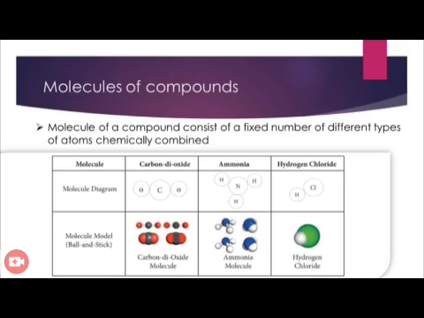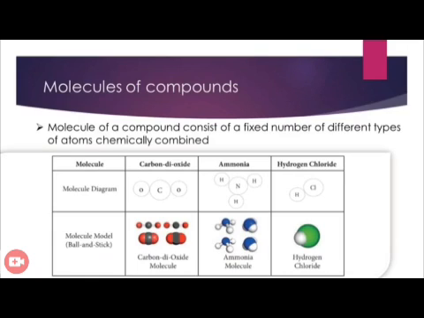The next one, the structure of molecules of compounds. A molecule of a compound consists of a fixed number of different types of atoms chemically combined. How do they combine? First, the molecule diagram of carbon dioxide. One carbon atom is combined with two oxygen atoms. Carbon di means two, oxide. So the carbon is combined with two oxygens.